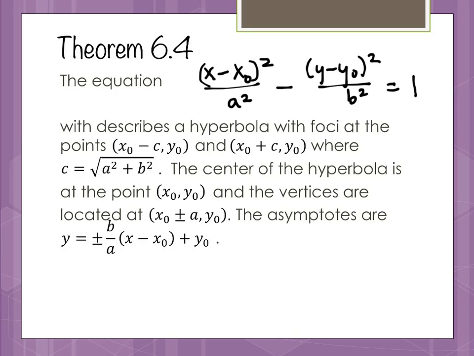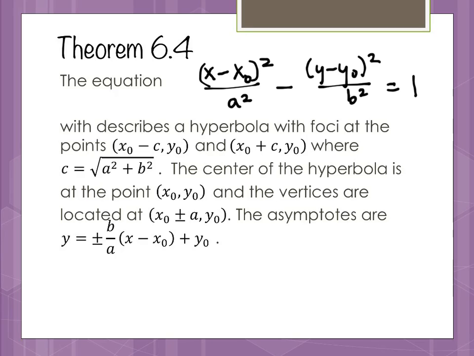This describes a hyperbola with foci at (x0 minus c, y0) and (x0 plus c, y0). So again, this is the very first picture of the hyperbola that I drew. And the c value is the square root of a squared plus b squared. Do you see that? How's that different than for the ellipse? What happened when we had that piece for the ellipse? It was minus, right? Yeah, it was a subtraction. The hyperbola has a center at (x0, y0).